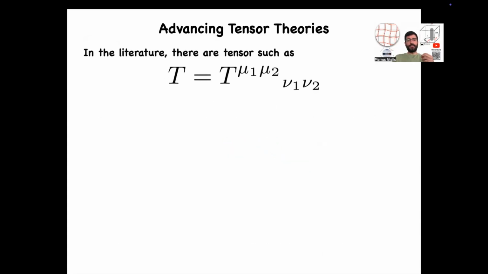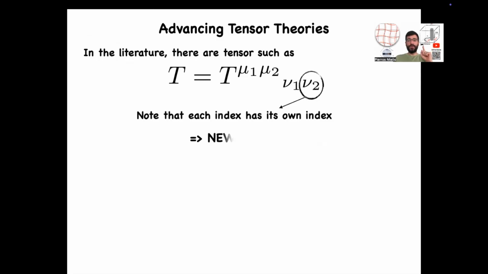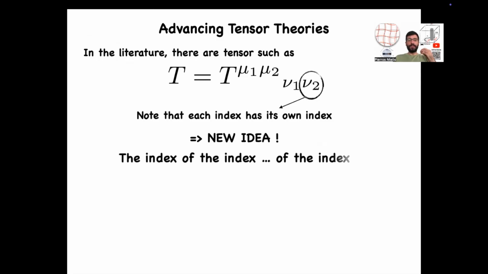To discuss that in simpler terms, in the literature there are tensors such as the following, where you have nu1 and nu2 indexed up and nu1 and nu2 indexed down. What do you notice? That these indices, each one of them has its own index. Therefore, this is the new idea. We can define the index of the index of the index, and this builds a generic index, which is L, K of J of I.